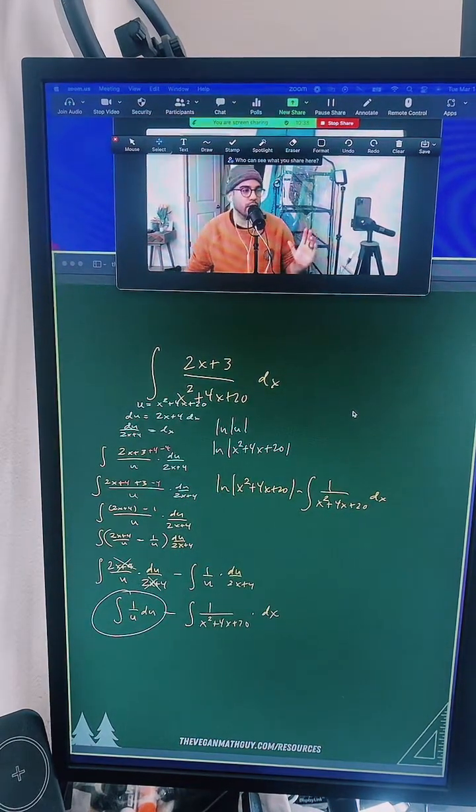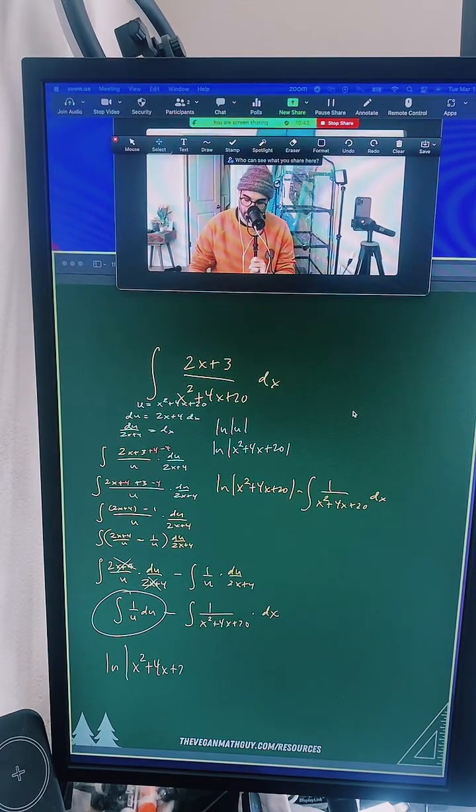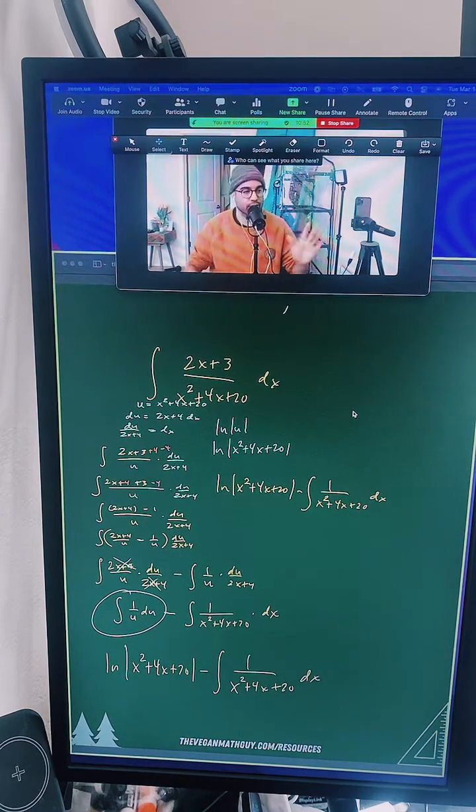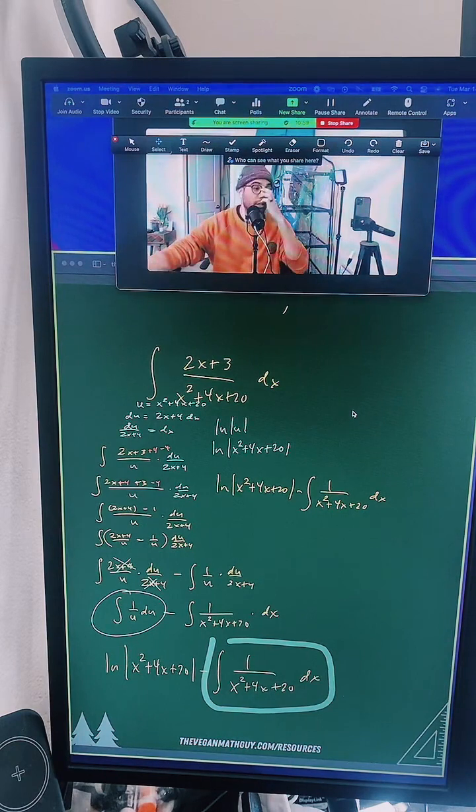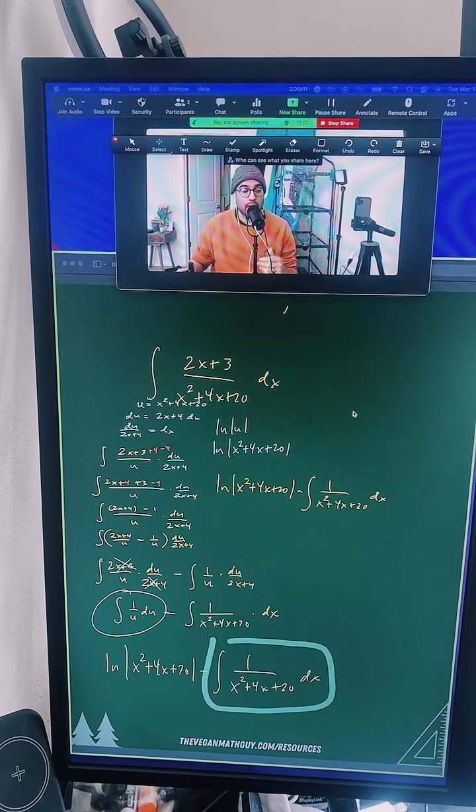So now let me just go ahead and rewrite our problem that we have. We have natural log of x squared plus 4x plus 20 minus integral of 1 over x squared plus 4x plus 20 dx. Okay, we already have the first term. That's fine. We didn't integrate that second integral that we still need to do. So now how do we integrate this? What do we prefer? Do we want to use partial fraction decomposition, or perhaps do we want to use completing the square?